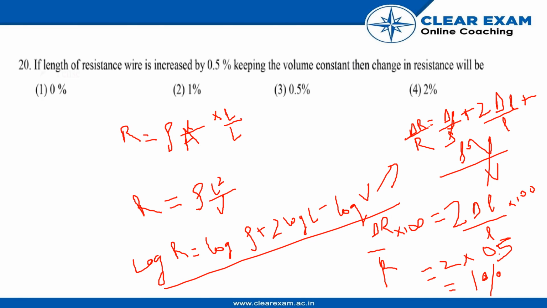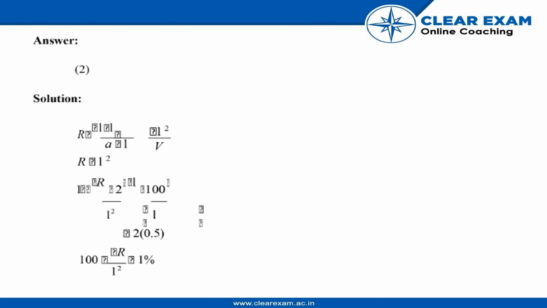We will see where the 1% is given. It is given in the second option. So our answer is the second option.